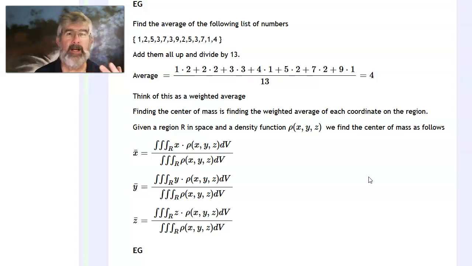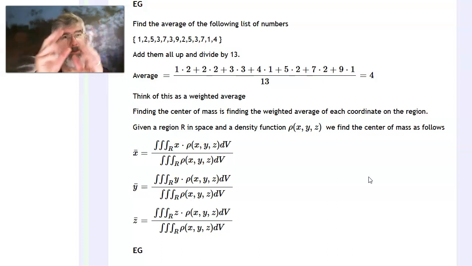I'm going to do a weighted average of the y's to find the average y value, and the weighted values of the z to find that z component of the center of mass. So let's look at the x component of the center of mass.